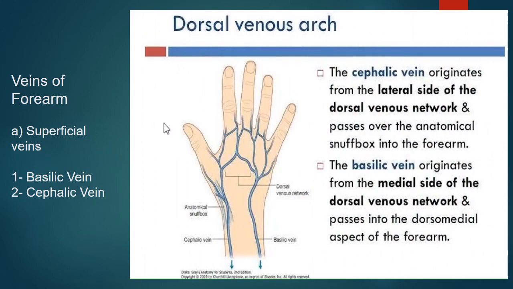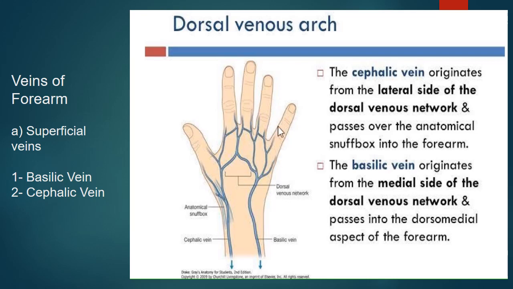Talking about the superficial veins of the forearm, we have two superficial veins in the forearm that run in the subcutaneous tissue of the forearm. These are the cephalic vein and the basilic vein. Let's talk about the origin of these veins first of all.